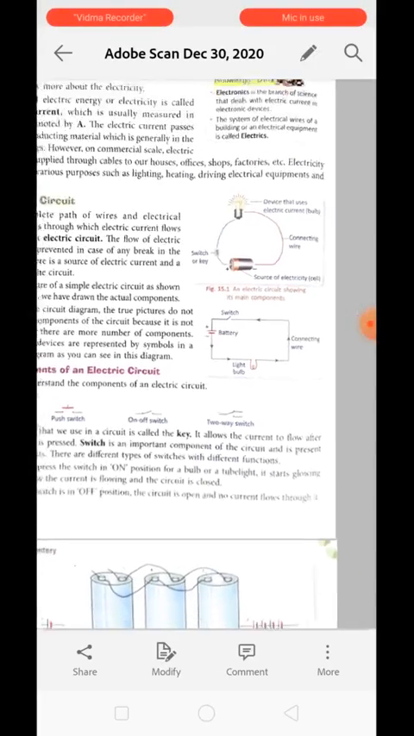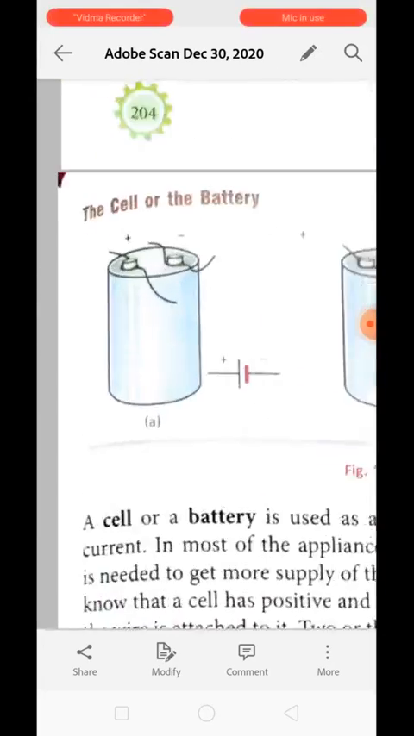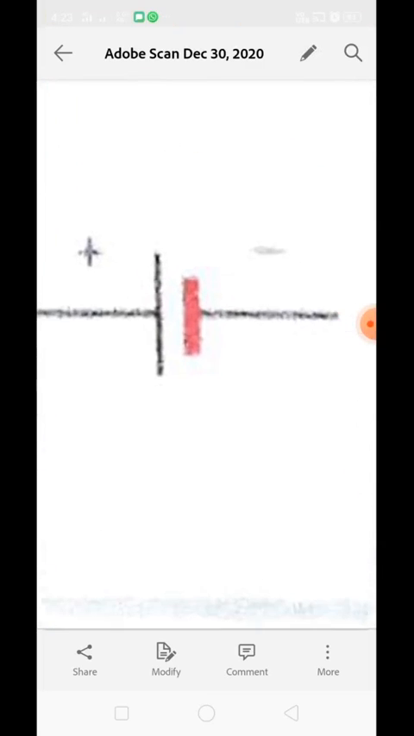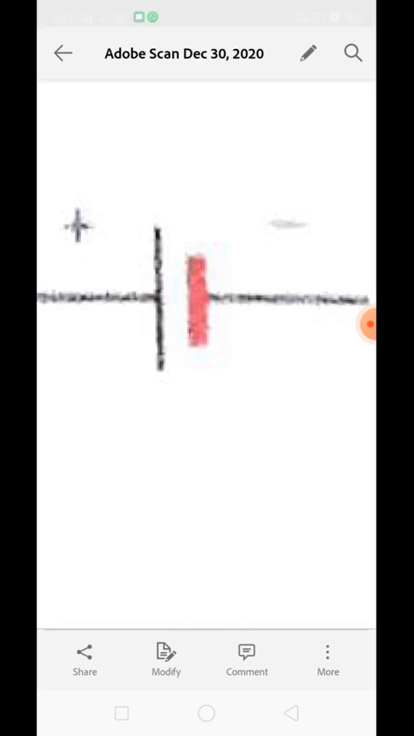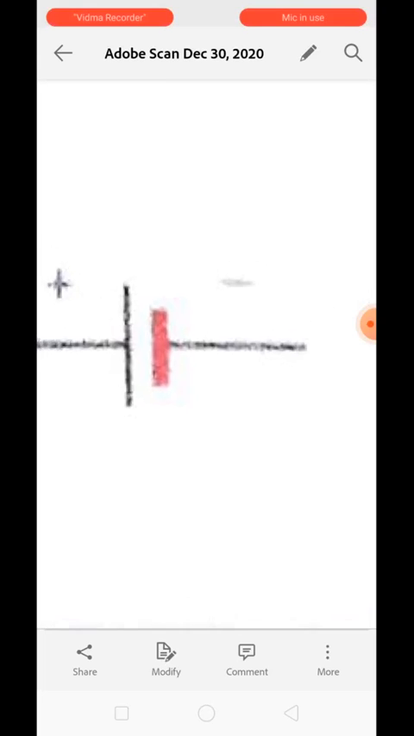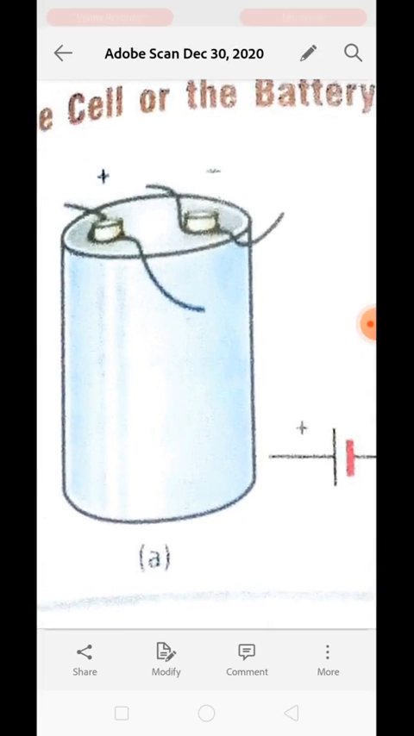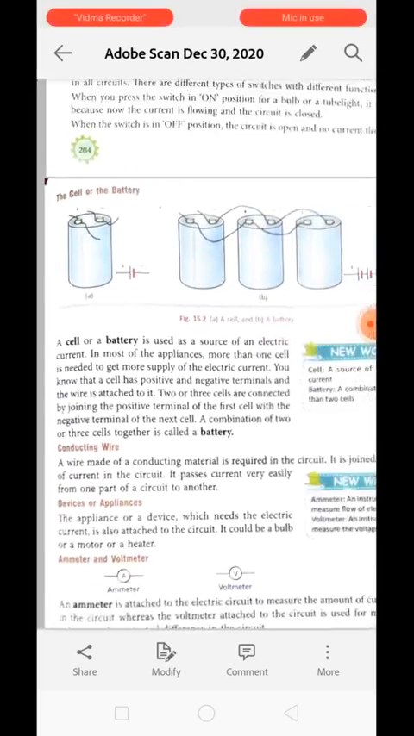A cell or a battery is the next device. Just see, this is a battery. A battery symbol or cell symbol is this one. Over here, the bigger standing line represents the positive, whereas the smaller standing line represents the negative end of the battery. You can see one is showing the positive end and the second one is showing the negative end. So, a cell or battery is used as a source of electricity.